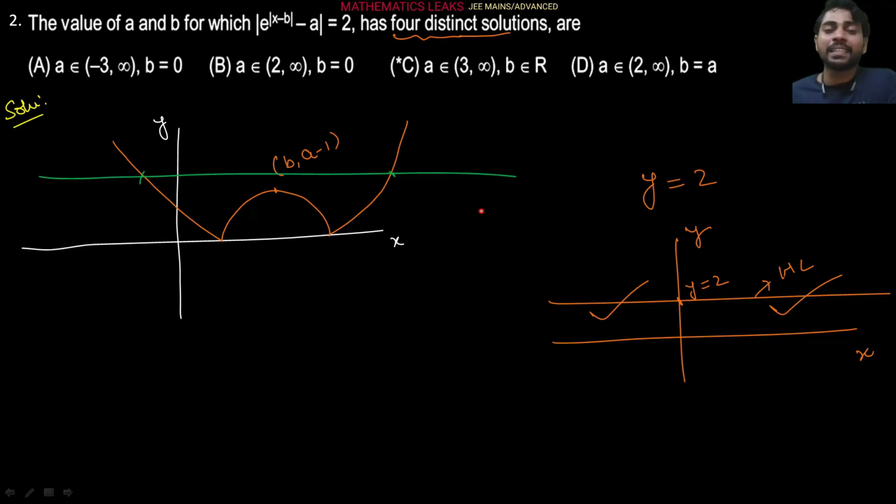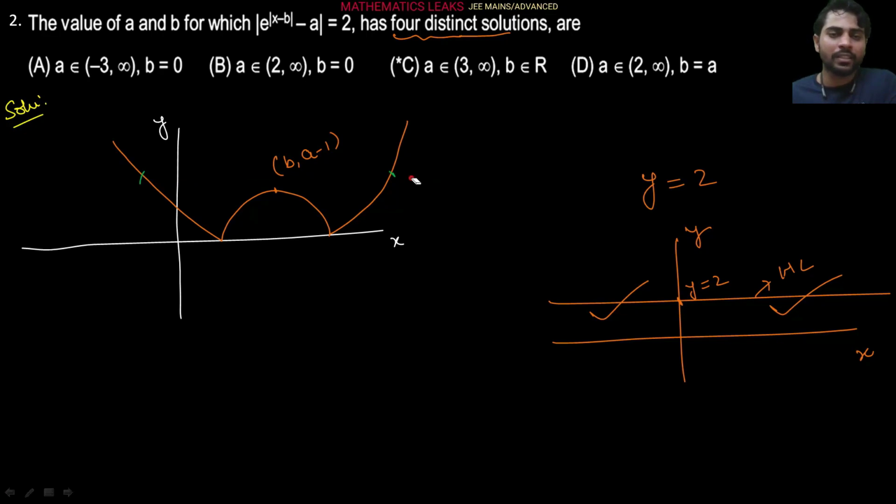So it means it will have only two solutions if this horizontal line comes above this loop. Above this loop, only two solutions are possible. But the question says it should have four distinct solutions. Means the horizontal line cannot be above this loop. The highest point in this figure in this loop region is a minus 1. So this a minus 1 should not be less than this horizontal line, which is 2 here, right? That is clear.